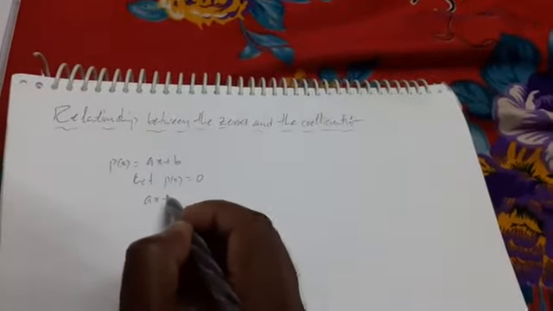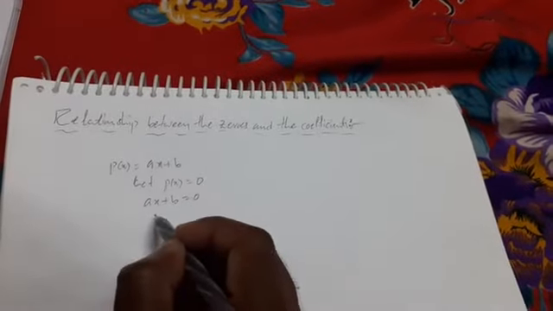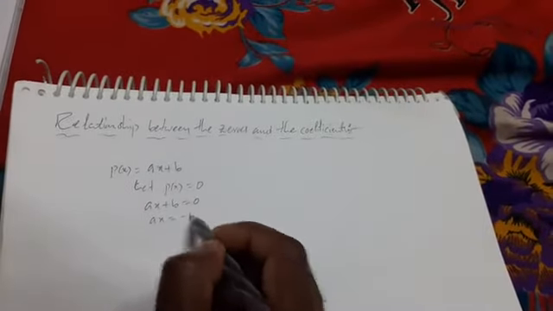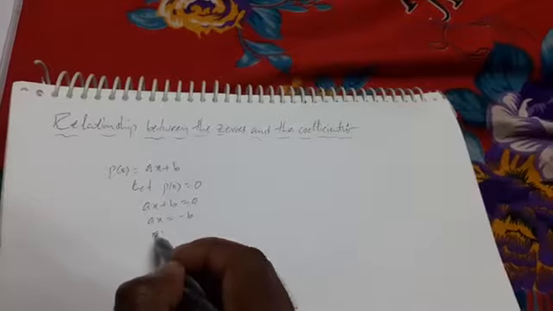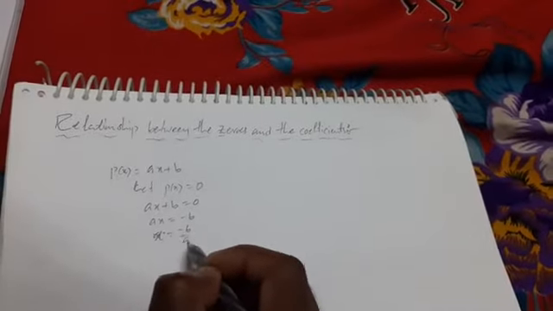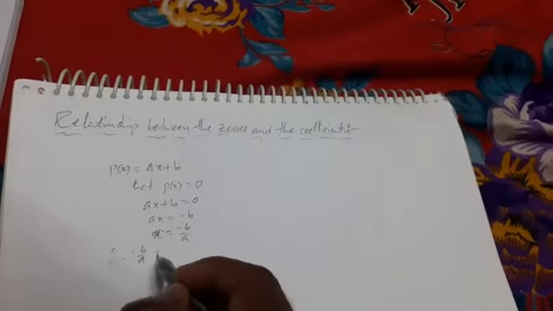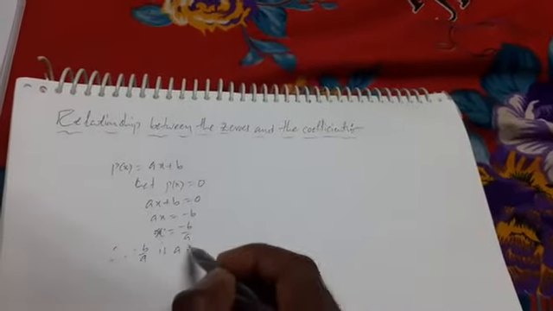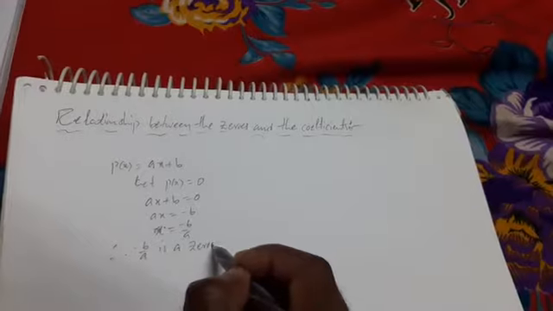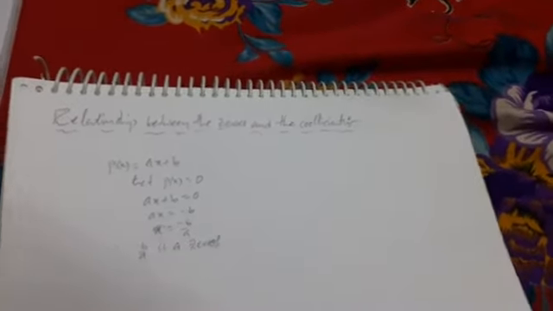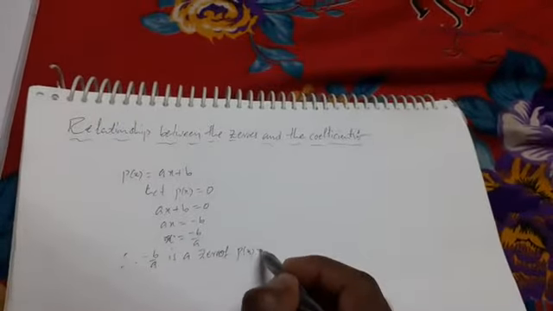So ax plus b is equal to 0. ax is equal to minus b. x is equal to minus b divided by a. So therefore minus b divided by a is a zero of p of x.